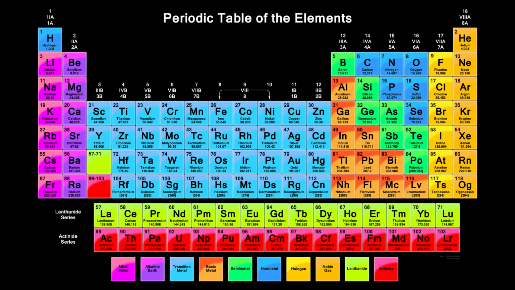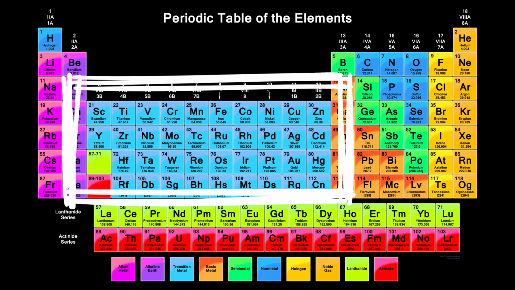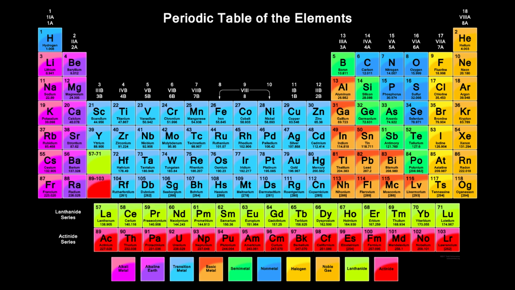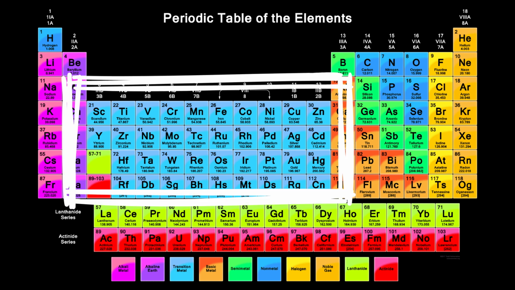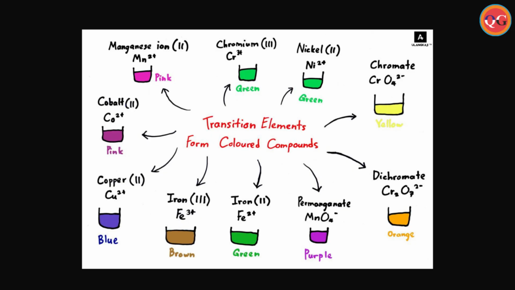Before going on to understand crystal field transitions, let's brush up on some basic concepts which you already learned in intercollegiate studies. What are transition elements? Transition elements, also known as transition metals, are the elements found in groups 3 to 12 of the periodic table. These metals are characterized by their ability to form variable oxidation states and to form colored compounds.